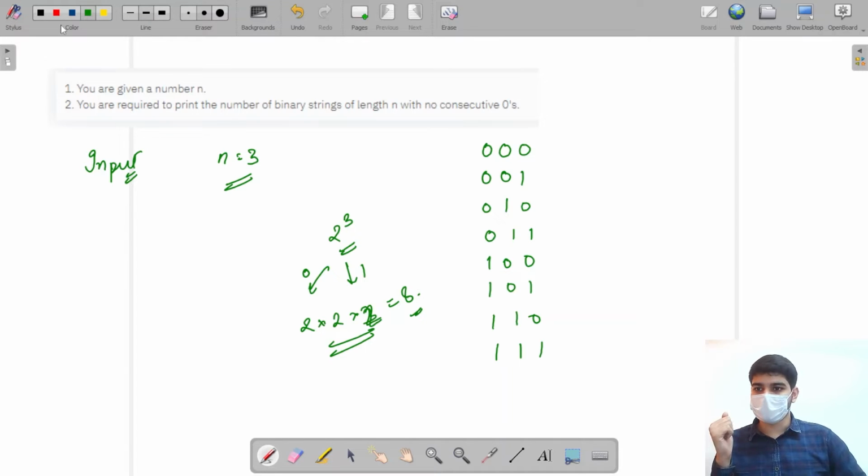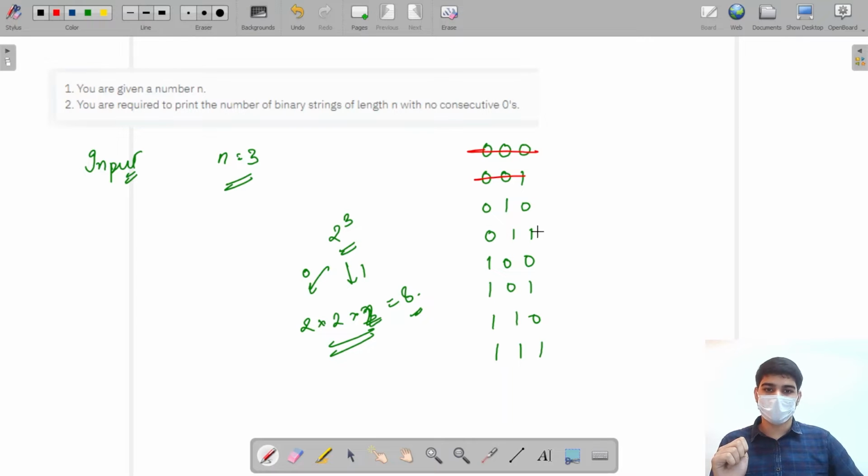So out of these binary strings, what are the strings in which there are consecutive zeros? Those won't account for my answer in this question, because we don't want consecutive zeros. So the very first string cannot be my answer because it has 3 consecutive zeros. Then the second string also has 2 consecutive zeros. And then this one doesn't have any consecutive zeros. So it's 0, 1, and then 0: 2 single zeros separated out, in between there's a 1.